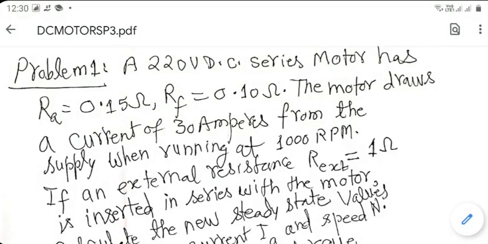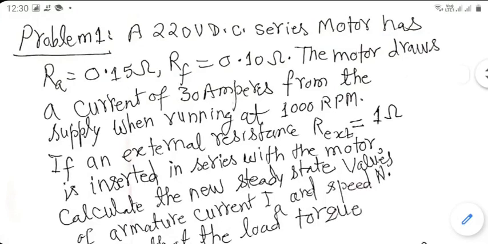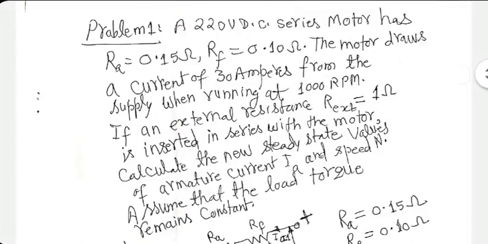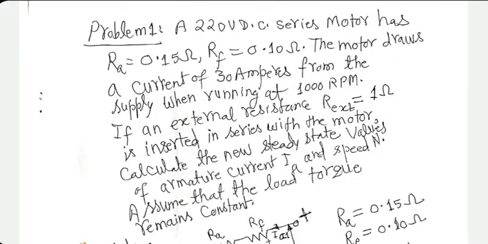The motor draws 30 amperes from the supply, which is 220 volts, and speed is 1000 RPM. If an external resistance of 1 ohm is inserted in series with the motor, calculate the new steady state values of armature current I and speed N. By the way, in these problems, we are always concerned with the steady state current. Don't worry about transient behavior. We are always calculating steady state behavior. There are times when they may ask you to do transient calculations, but I'm not doing that in this course. That would become too much.